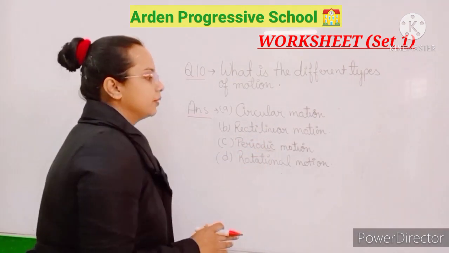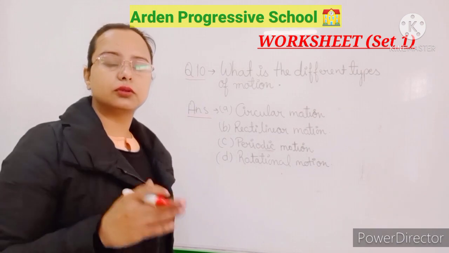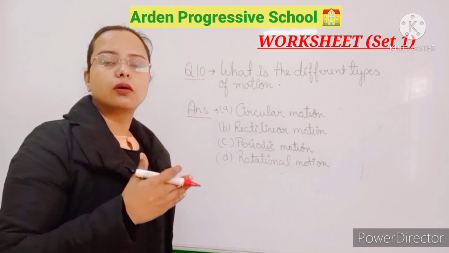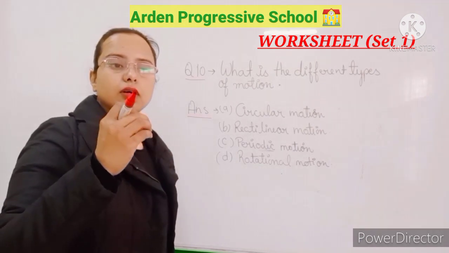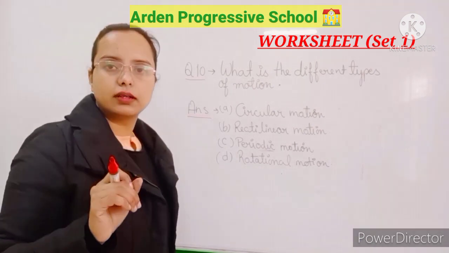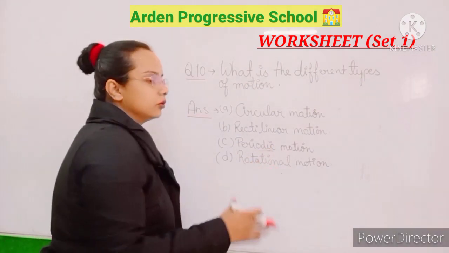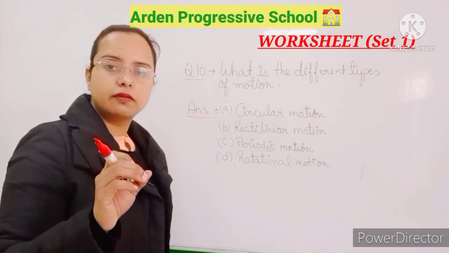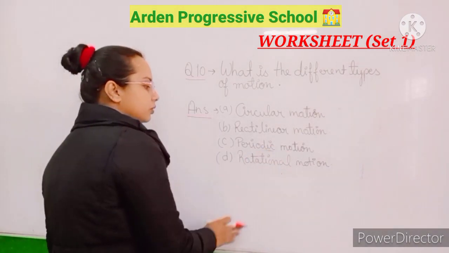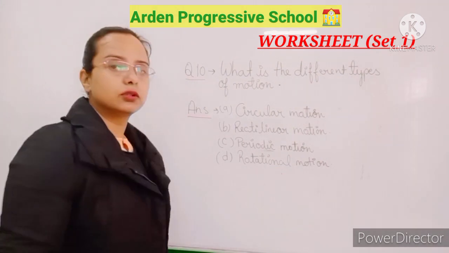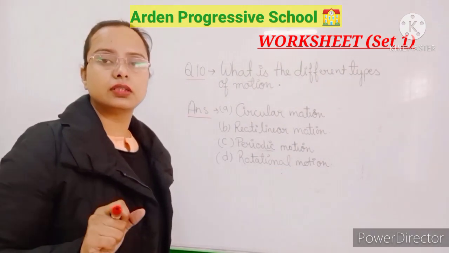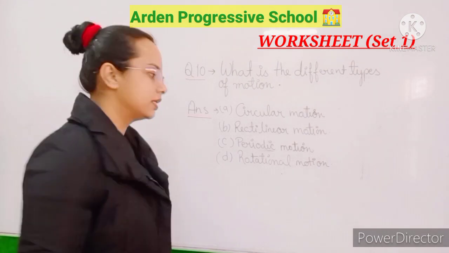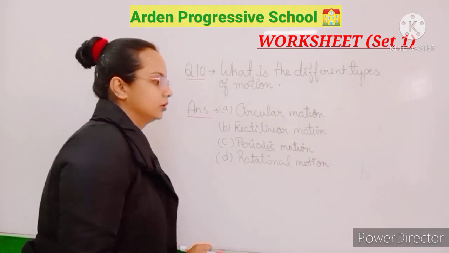Now the third is periodic motion. What is periodic motion? It is the motion in which an object changes its place in a fixed interval of time. The motion which repeats in a fixed interval of time is known as periodic motion. Now what is rotational motion? Rotational motion is that motion in which an object moves on its own axis. It is rotational motion.